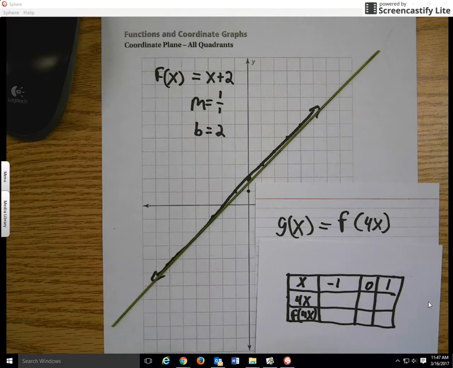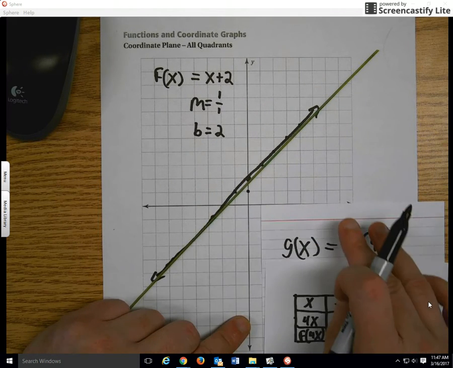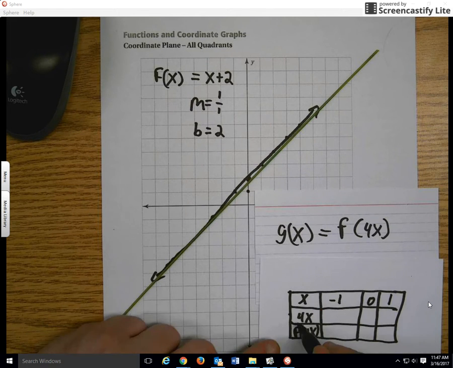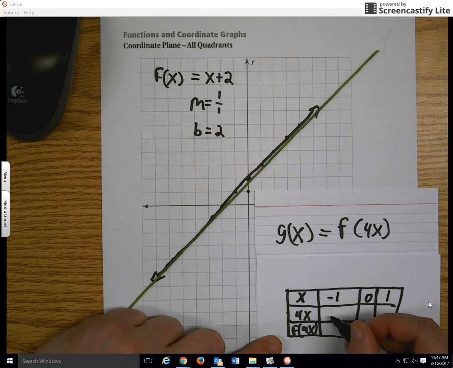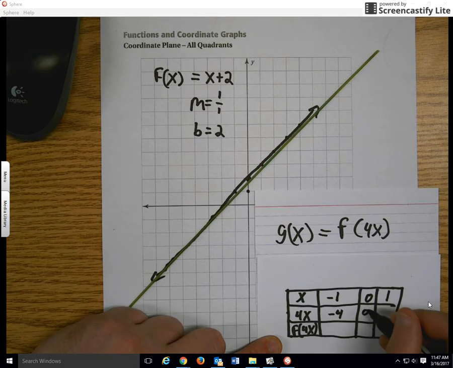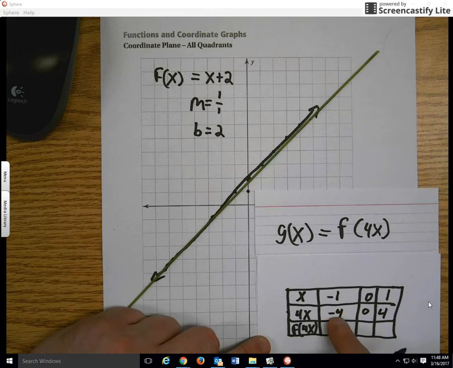And so I chose -1, 0, and 1 for my x. And then all you have to do is multiply the x by 4. It's really simple, right? So 4 times -1 is -4, 4 times 0 is 0, and 4 times 1 is 4. That's too easy. It can't be that easy. It is. And then just look and see what the y would be when you multiply the x by 4. What would the output be? If this is the new input, what would the new output be?